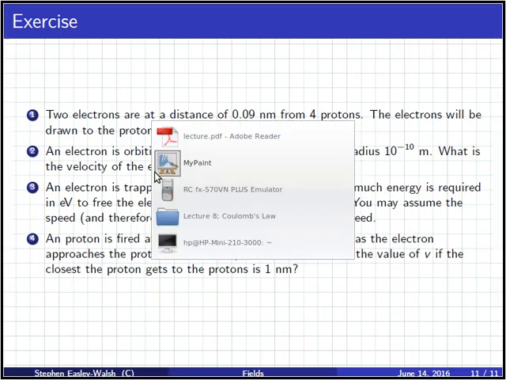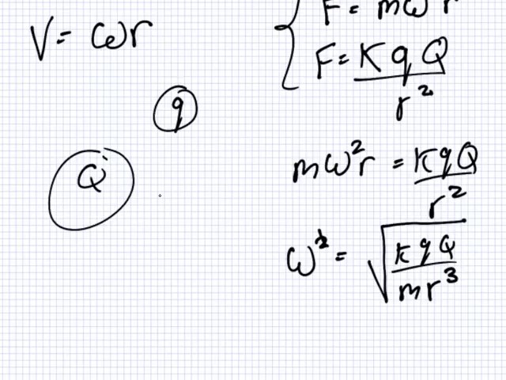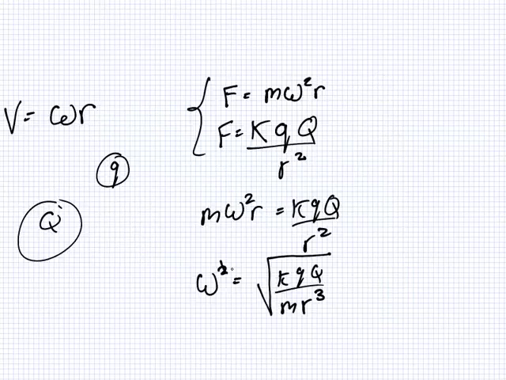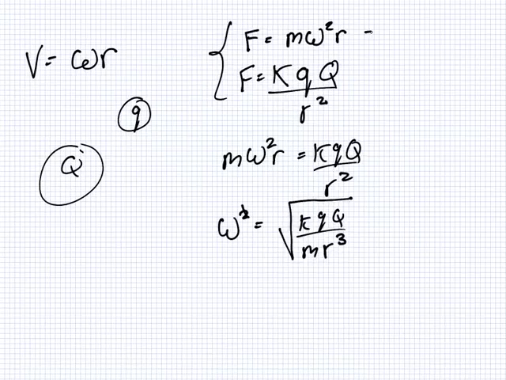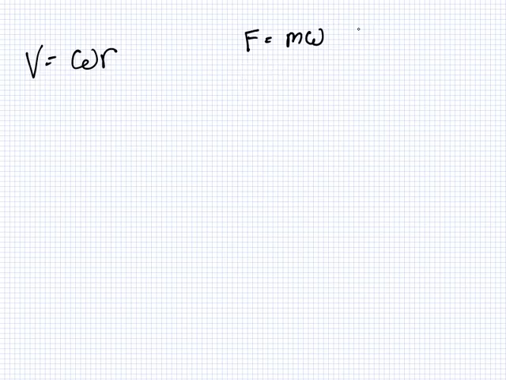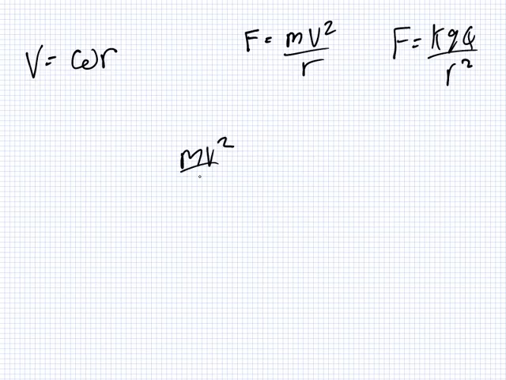Oh, you are right. Well, it's not too late. I should have kept it as m v squared over r, and F equals k Q q over r squared. I guess that's what I was thinking when I made the question. So I get m v squared over r equals k Q q over r squared. So actually I don't need this.